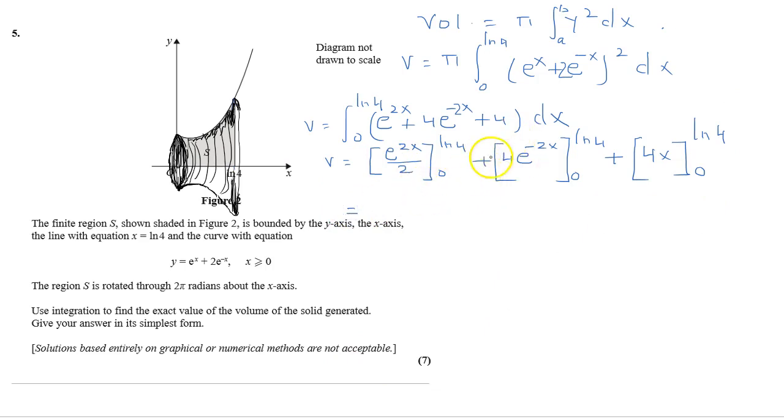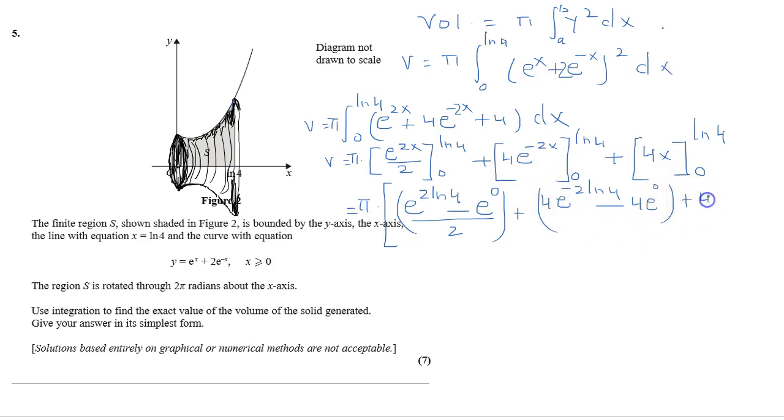Now this is equal to, we have pi everywhere, don't forget, this is all multiplied by pi, e to the power 2 ln 4 minus e to the power 0 over 2, plus 4 e to the power minus 2 ln 4 minus 4 e to the power 0, plus 4 ln 4 minus 0.